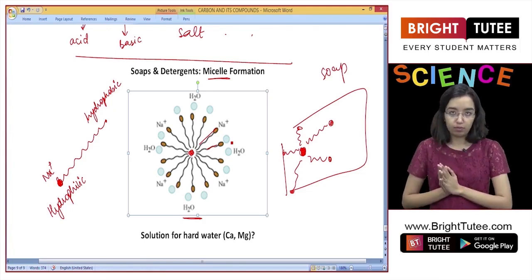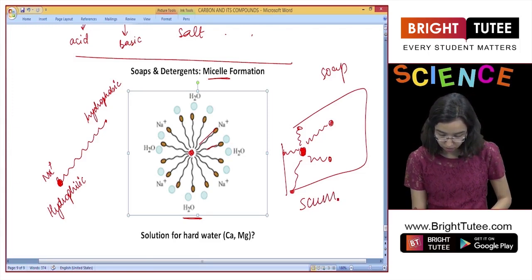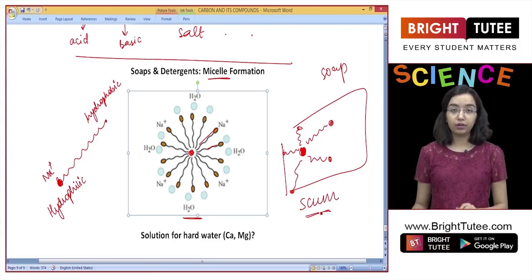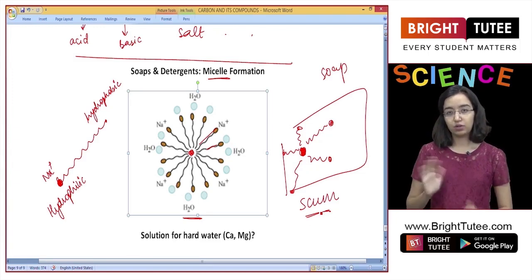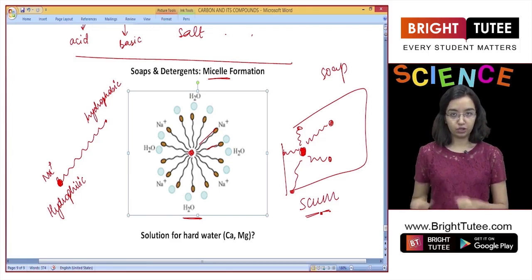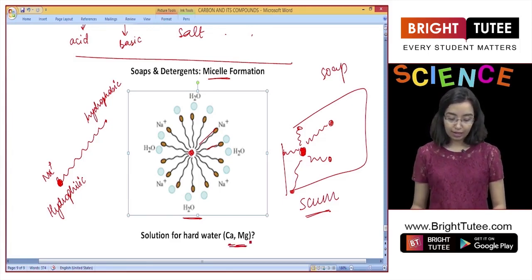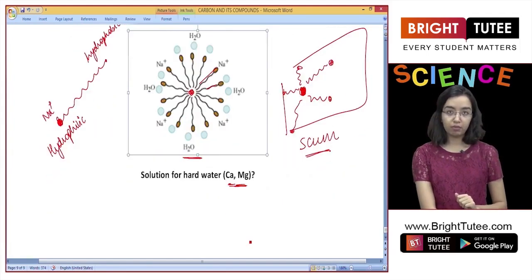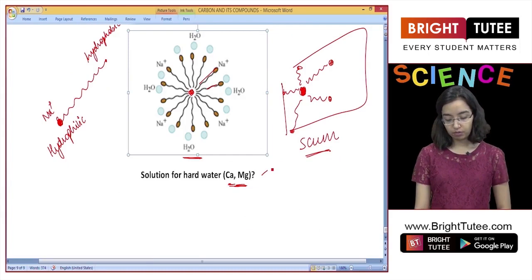But there is one problem that happens, that is scum. Sometimes when you're using hard water, the soap does not form micelles, and rather it turns into a yellowish substance. This happens because water has calcium and magnesium in it. Hard water is water with calcium and magnesium in it, and because of it, soap cannot form micelles. Soap cannot clean in hard water. So how do we solve this problem of scum? The solution is detergent.